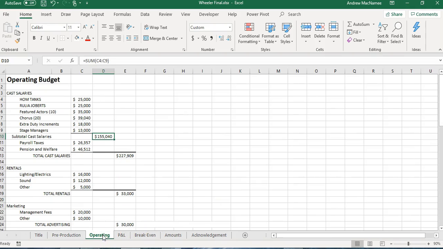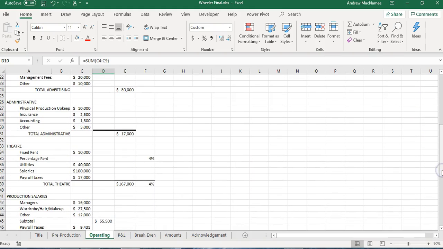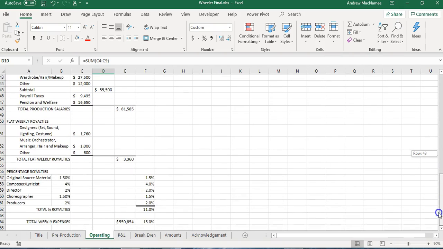We also created an operating budget. This is our weekly operating budget. So we have our cast salaries. This is their weekly salaries. And some marketing costs. This budget for operating consists of both fixed and variable expenses. So the rent is $10,000 a week plus 4% of revenue. And the other percentage parts are the royalties here.